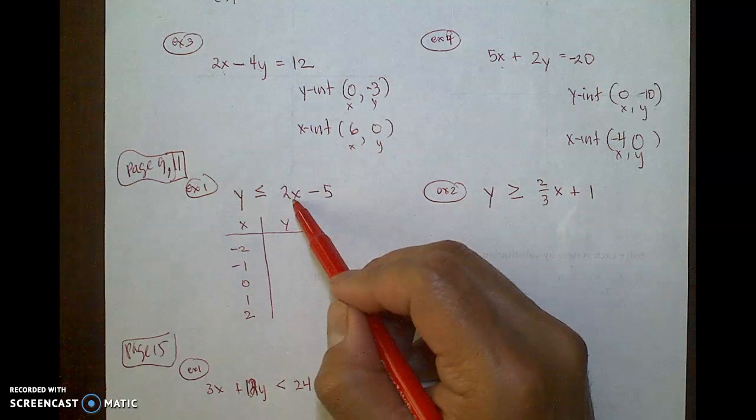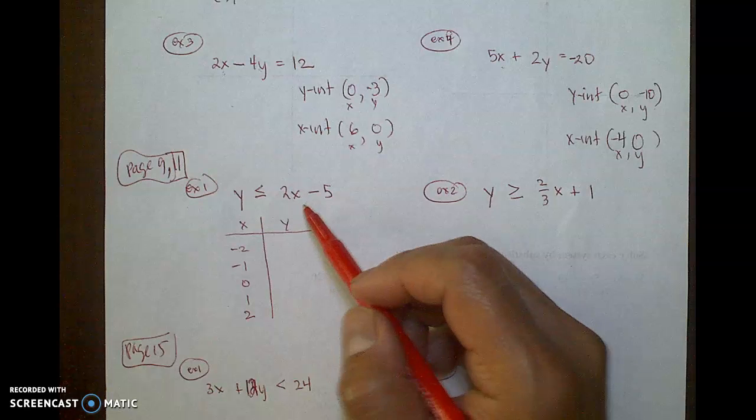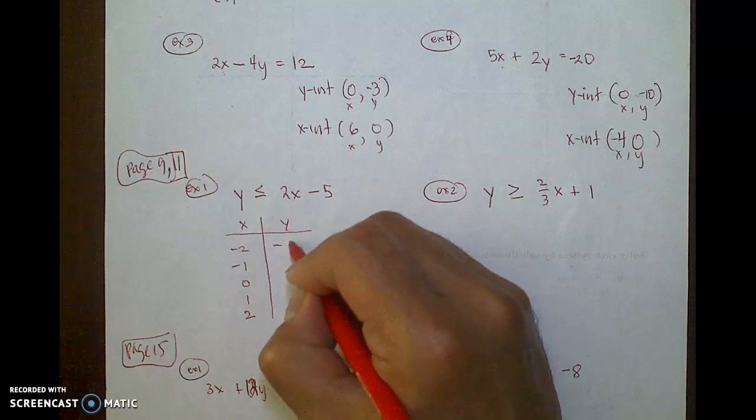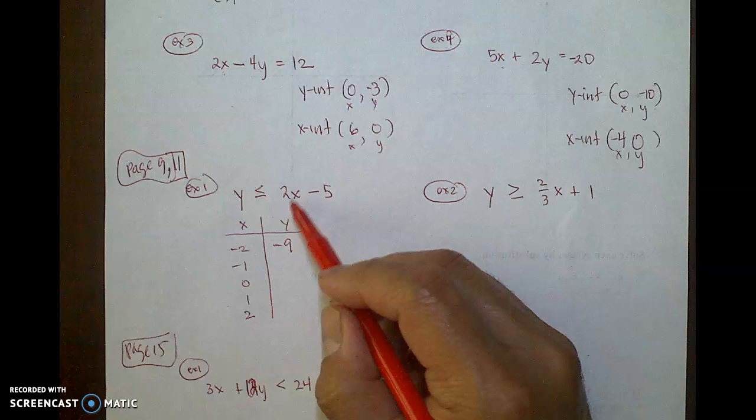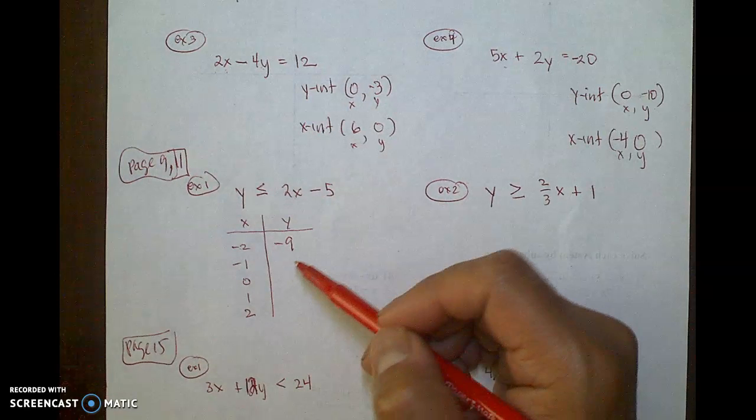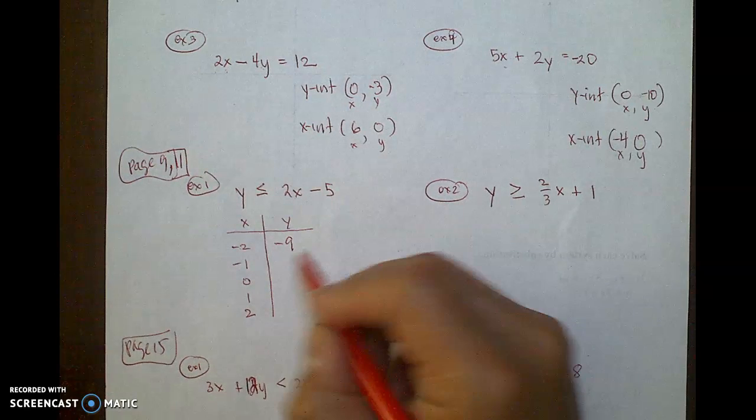Plug negative 2 in for x. 2 times negative 2 is negative 4. Minus 5 is negative 9. Plug negative 1 in for x. 2 times negative 1 is negative 2. Minus 5 is negative 7.